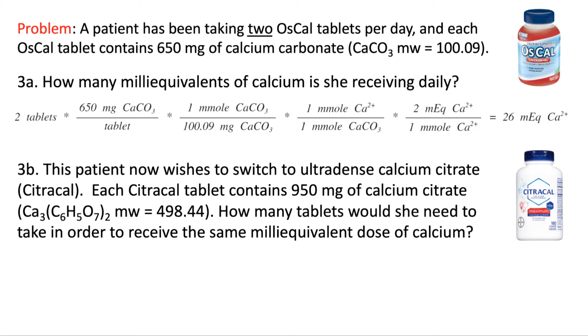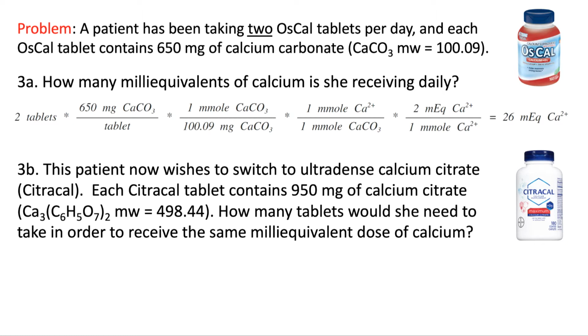Essentially the question is, how many tablets would she need to take in order to receive the same number of milliequivalent dose of calcium as she was getting from the Oscal, which I'll remind you we just solved to be 26 milliequivalents of calcium. So how many tablets of the Citracal does the patient need?